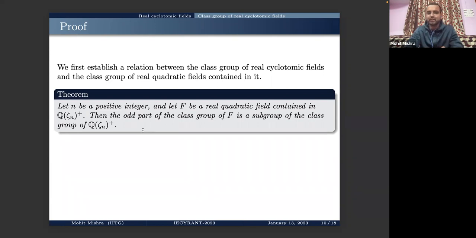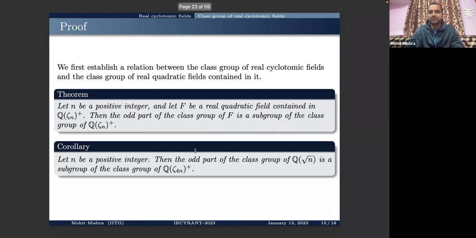As an immediate corollary, we know that Q(root n) is contained in Q(zeta_{4n})^+ for every n. So using this theorem, we can see that the odd part of the class group of this Q(root n) is a subgroup of the class group of this Q(zeta_{4n})^+.